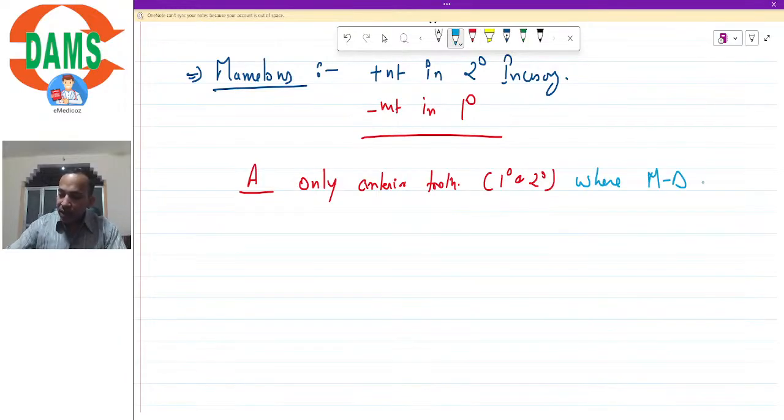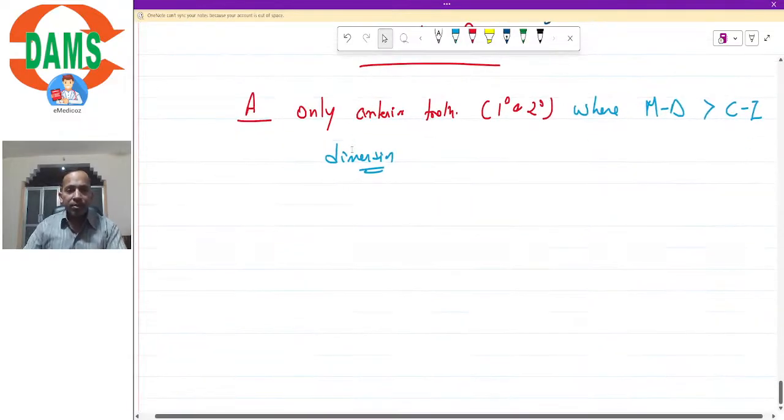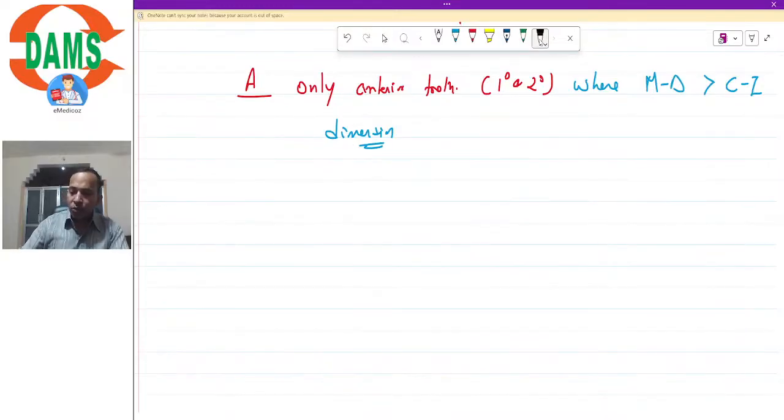Where the mesiodistal dimension is greater than the cervico-incisal dimension, this is an exceptional tooth. The mesiodistal dimension is greater than the cervico-incisal dimension, and this is the only anterior tooth like this, right? So this is one unique feature that you can remember.